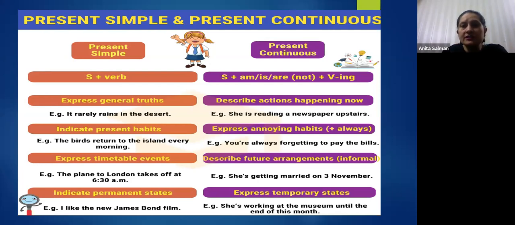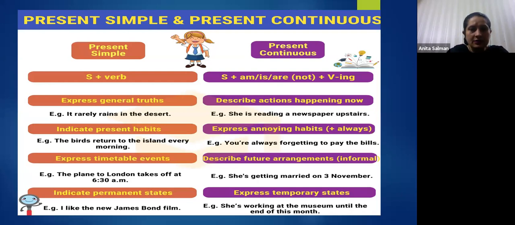Like, she's getting married on 3rd November. For example, this is June now, and someone is getting married in November, that is in the future, right? But instead of saying she will get married on 3rd November, you can also say she is getting married on 3rd November, because it is arranged, it is planned, right? Planned future events you will describe in present continuous tense, whereas timetable events which are scheduled, you will describe in simple present tense, right?